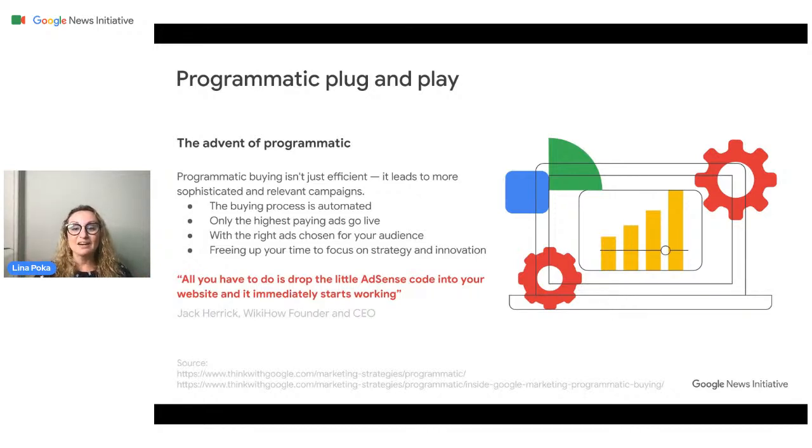So all you have to do essentially is drop that little bit of AdSense code into our website and immediately it starts working. And this is actually a direct quote from Jack Herrick, WikiHow founder and CEO. So WikiHow, in fact, is an excellent example when it comes to selling advertising space across a huge site without having to hire that dedicated sales team.